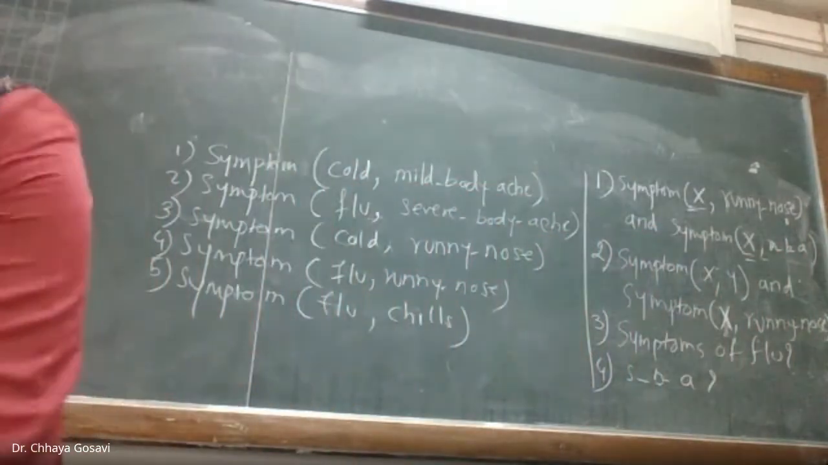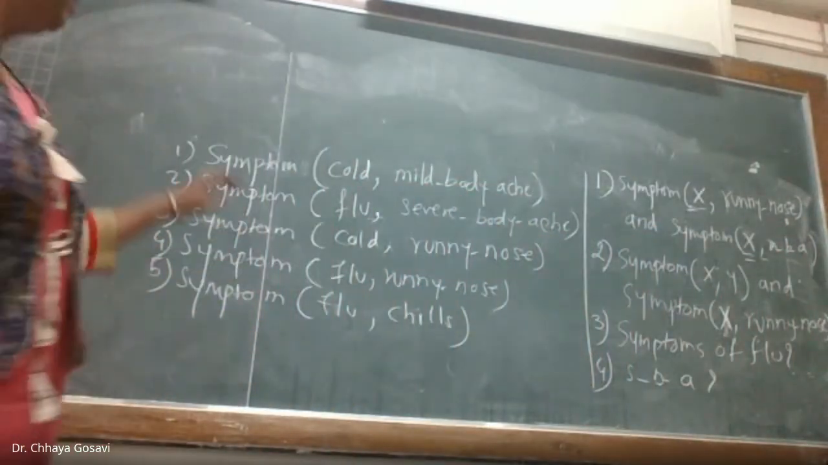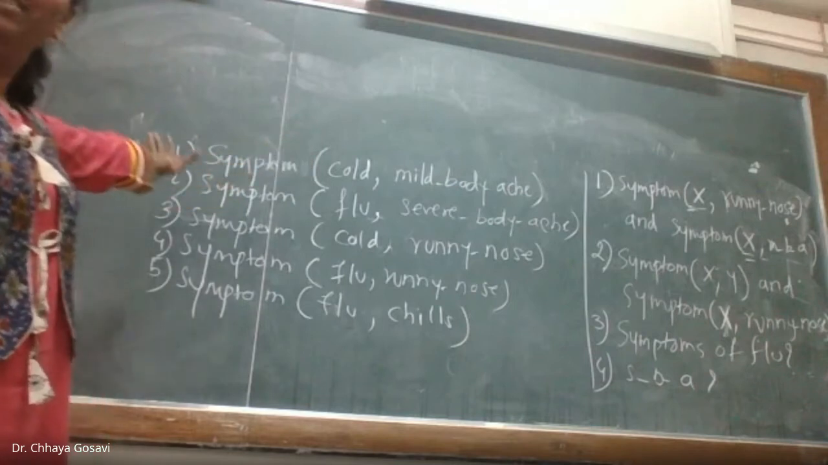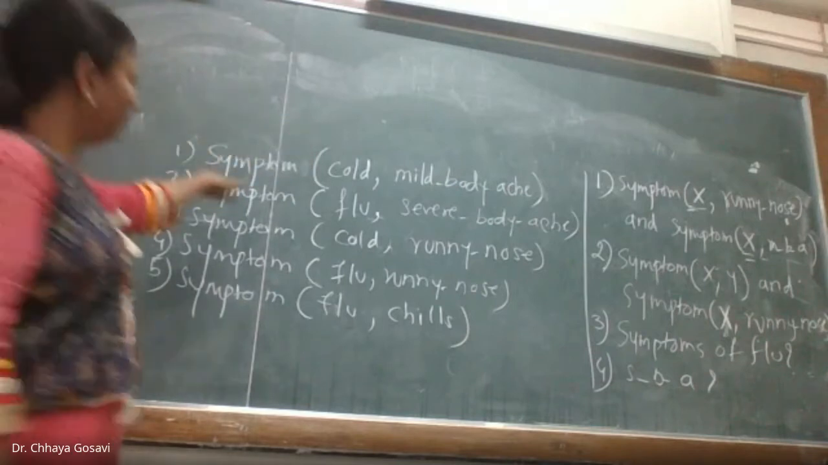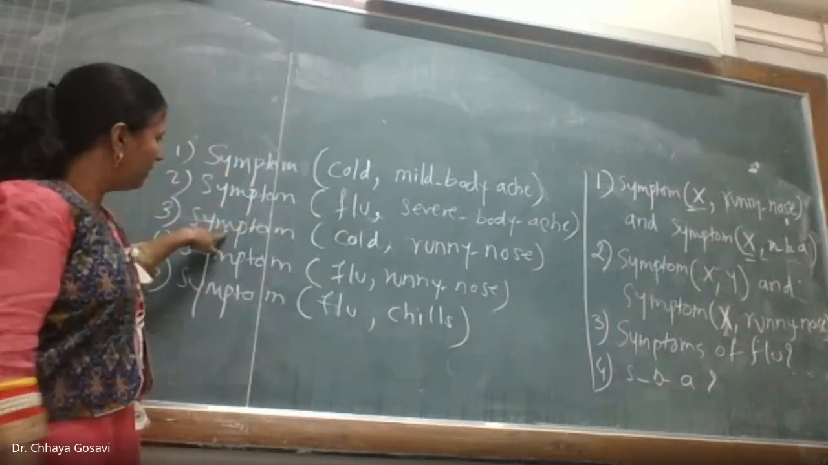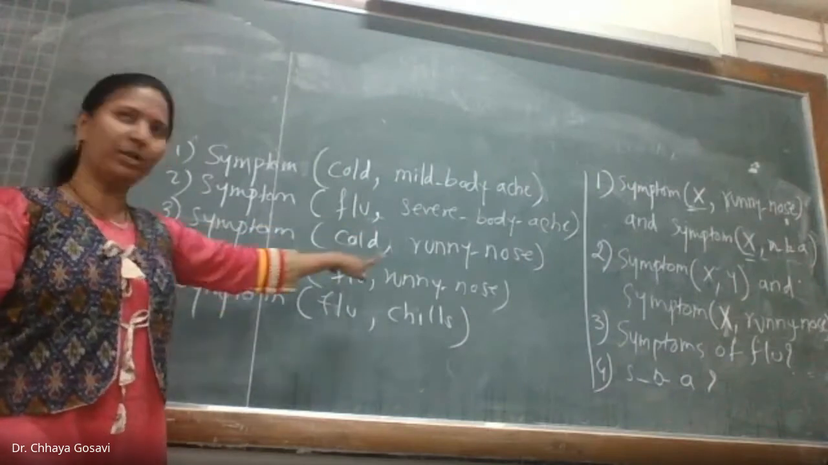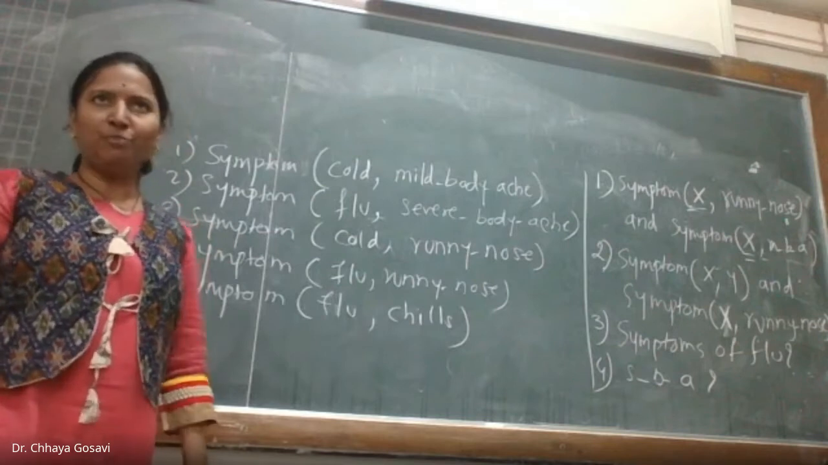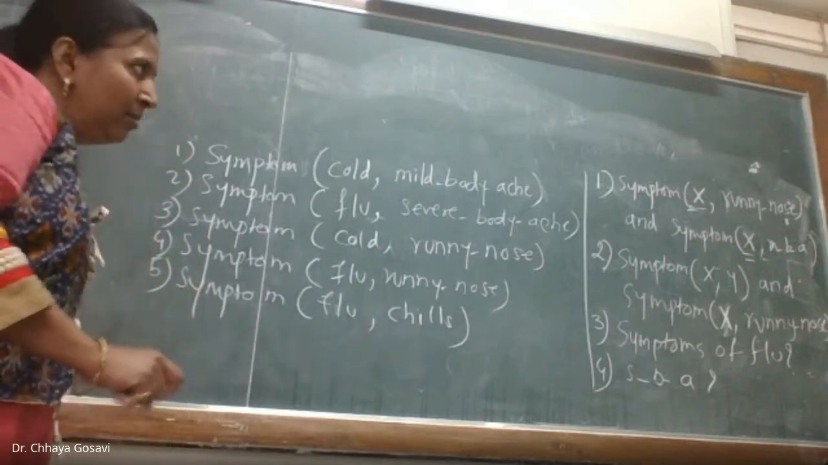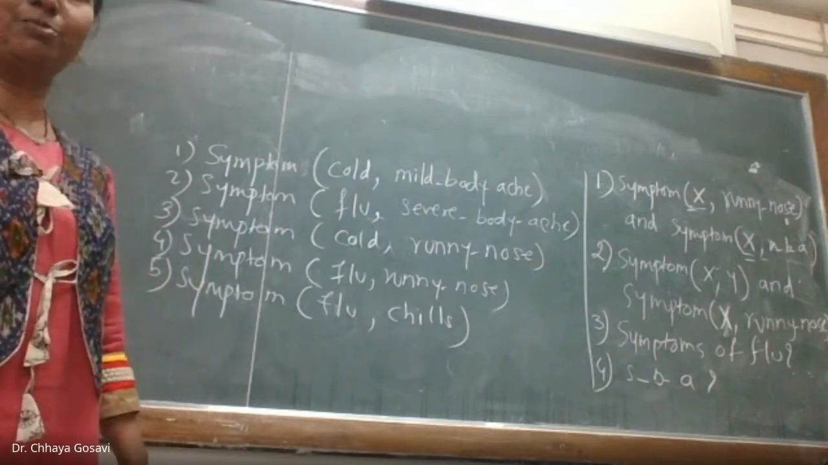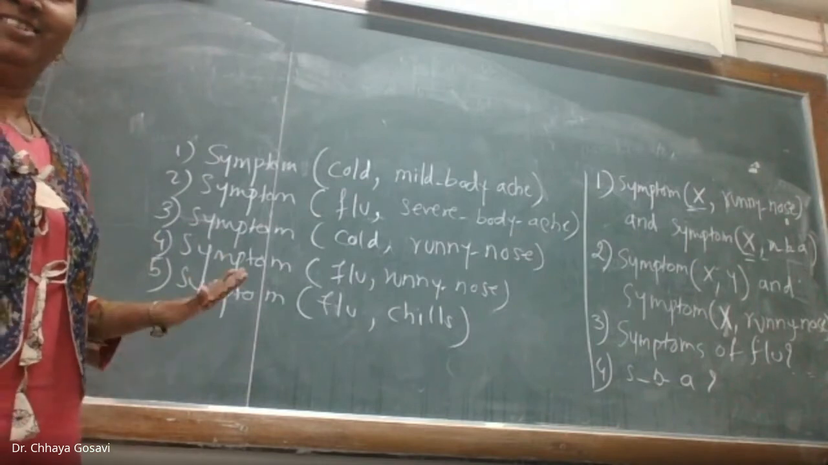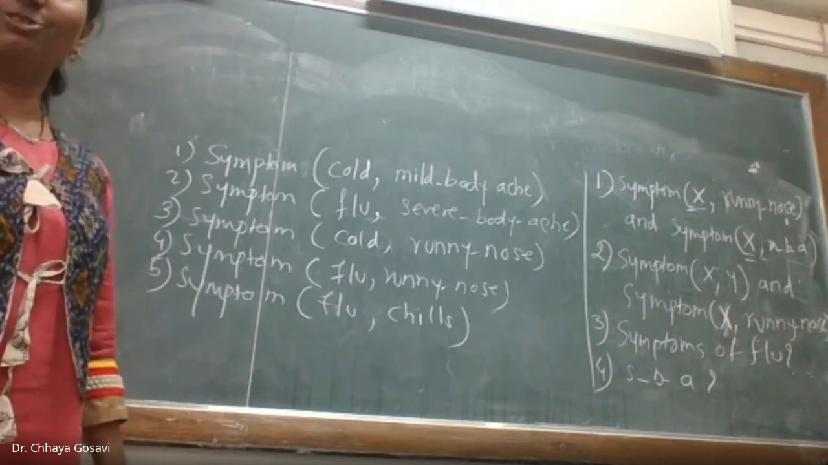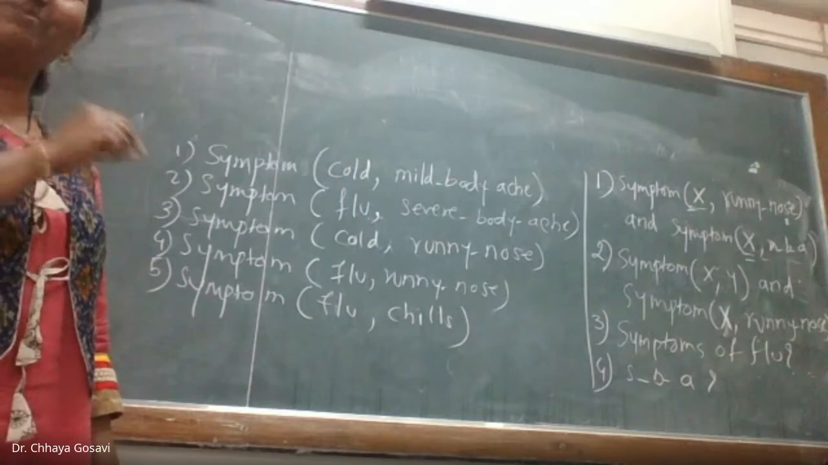You got the question? I have given you 5 facts: symptom cold, mild body ache; flu, severe body ache; symptom cold, runny nose; and flu, chills. In the first query, you have to find out the disease whose symptoms are runny nose and mild body ache. Don't directly give the answer, X is equal to whatever. You have to solve it step by step.